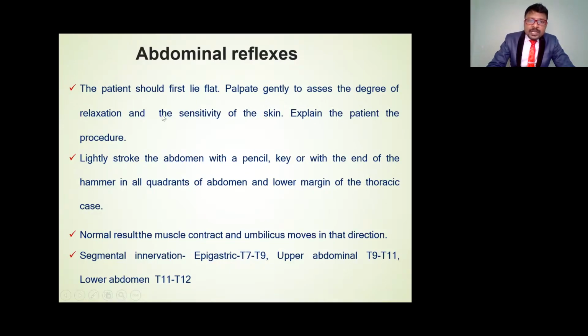So just now we discussed the abdominal reflexes, the upper abdominal reflex and lower abdominal reflexes. Here, what are we going to elicit, what are we going to find? That means whether spinal shock is there or not, along with whether segmental innervation is there or not. That is T7 to T9 for the epigastric, T9 to T11 for the upper abdominals, and T11 to T12 for the lower abdominals. We have to see how it is responding at the epigastric level, upper abdominal level, and lower abdominals. We are going to find the abnormality.